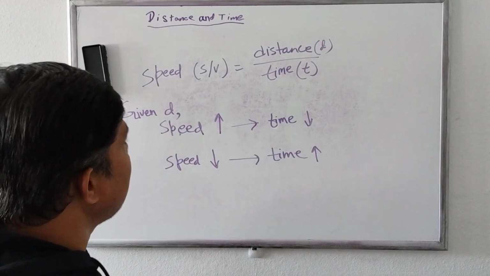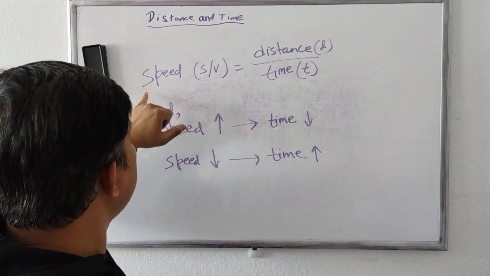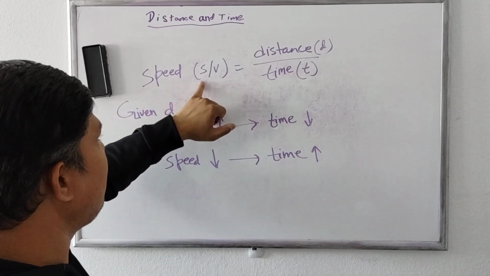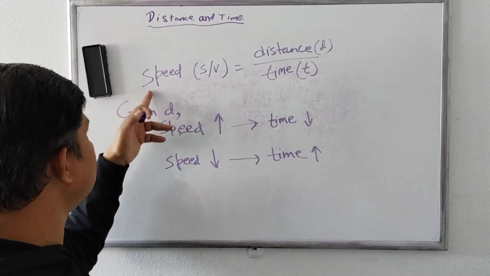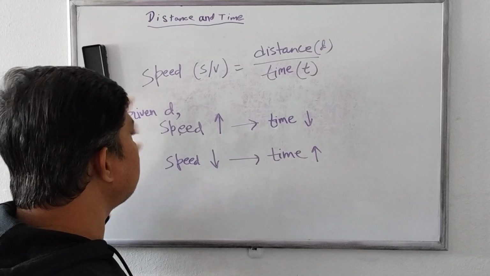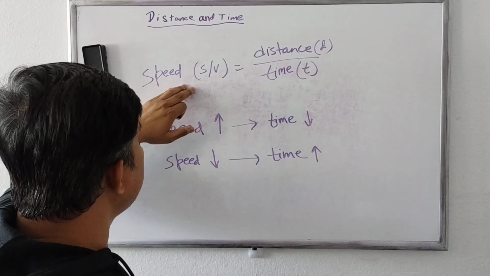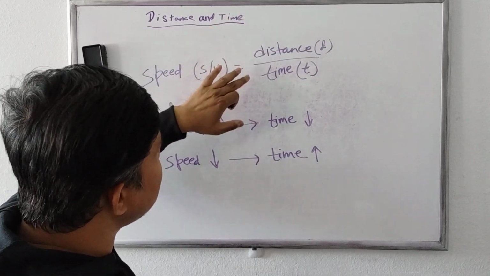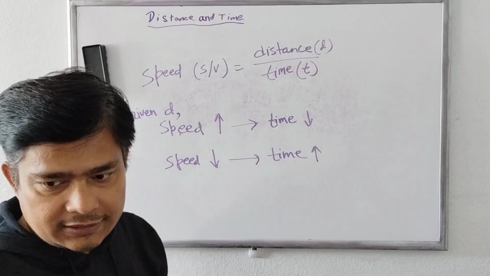Okay, let's recap what we learned. If an object is traveling at a particular speed, let's call it s or v, we can represent speed as the first letter s, or v for velocity, whatever you want to use. To compute the speed, it will be the distance it traveled divided by the time it took to travel that distance.